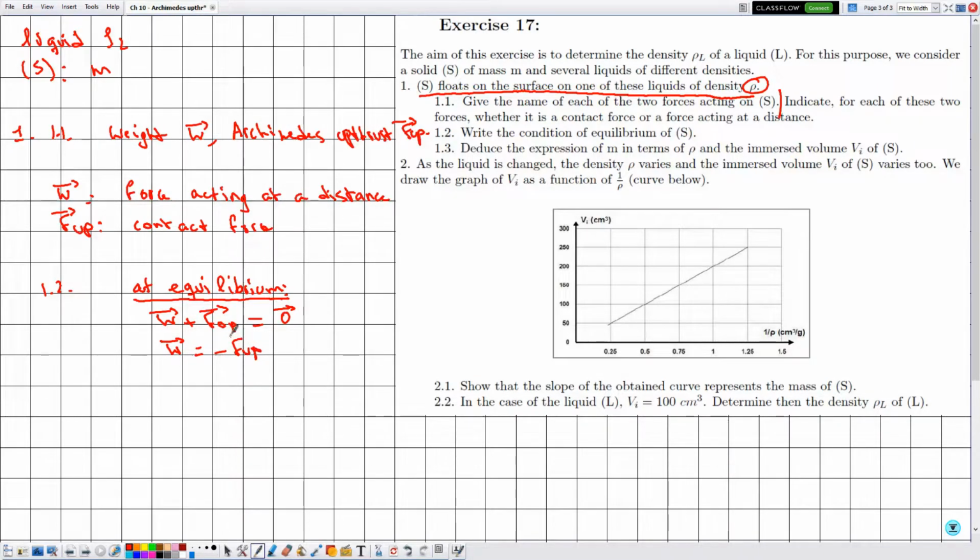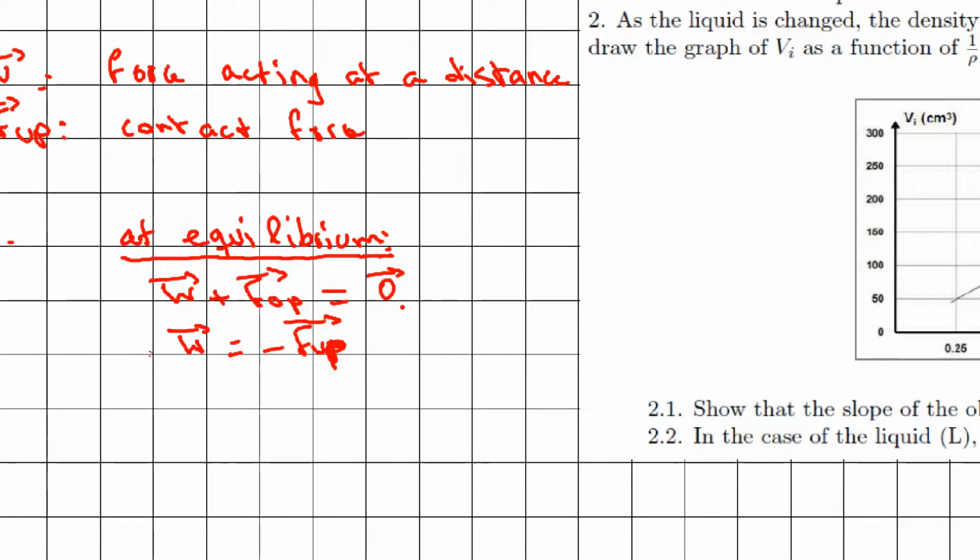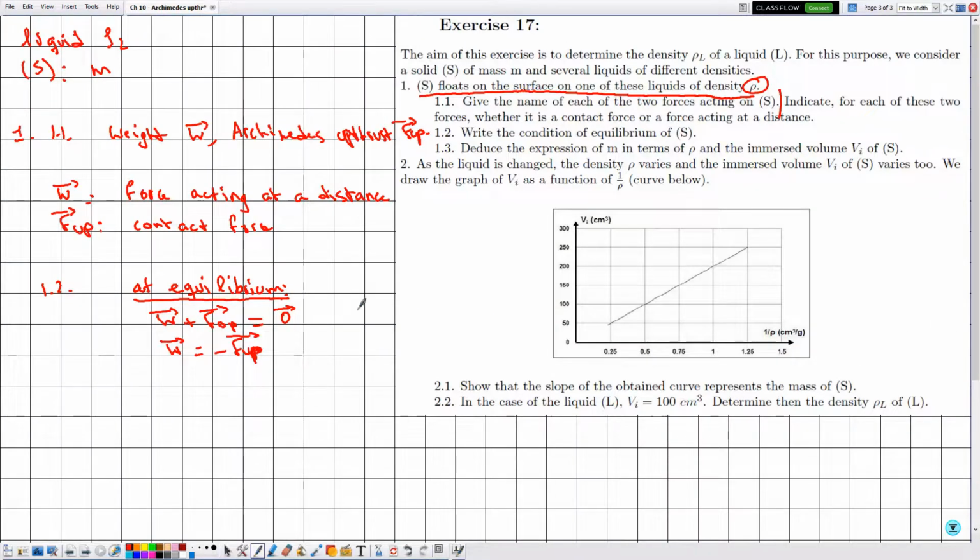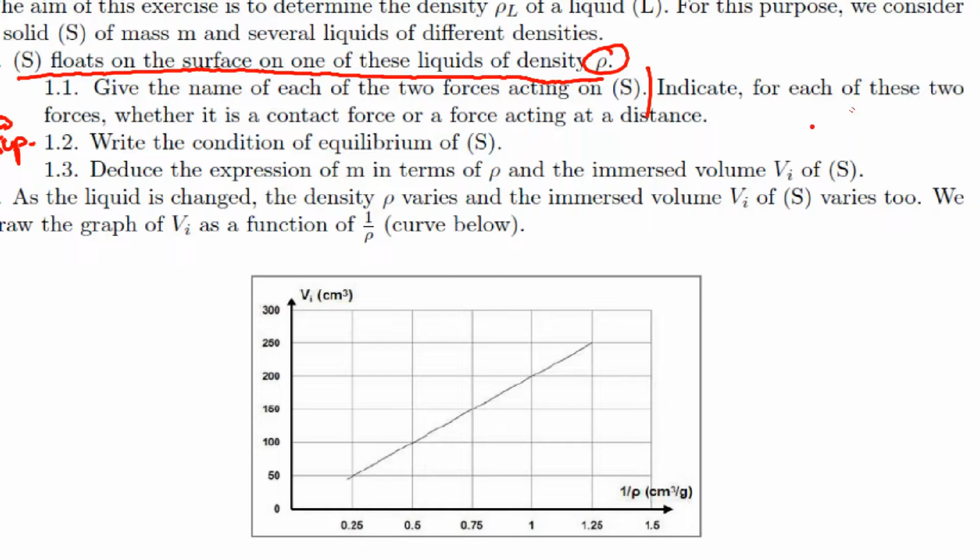What does each of the equations tell us? The first equation tells us that the effect of both forces acting on the solid S cancel each other, whereas the second equation tells us that both forces have the same line of action, opposite direction for the minus sign, and same magnitude.